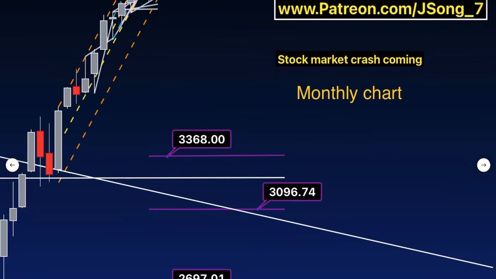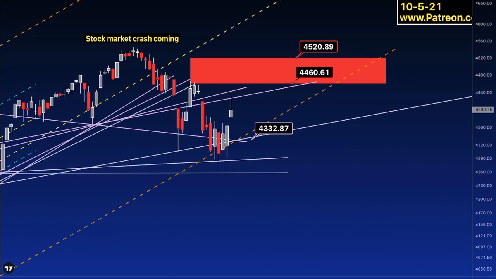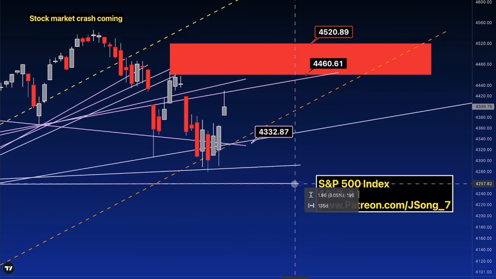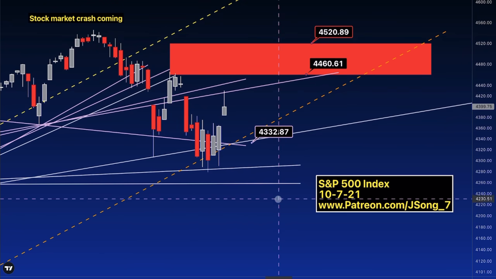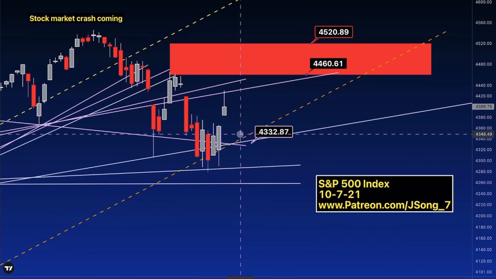Here is the monthly chart. Stock market crash incoming, S&P 500, September 30th, 2021. And now, what do we see? Here's today, October 7th. What do we see? The support is exactly where it should be, exactly where I told you it would be.